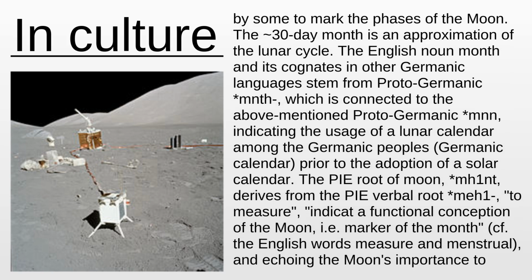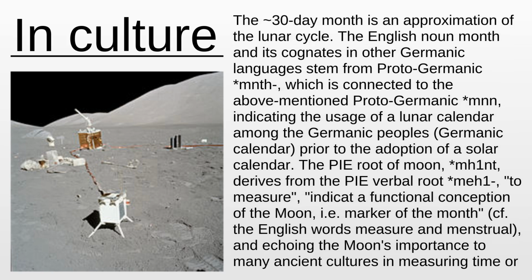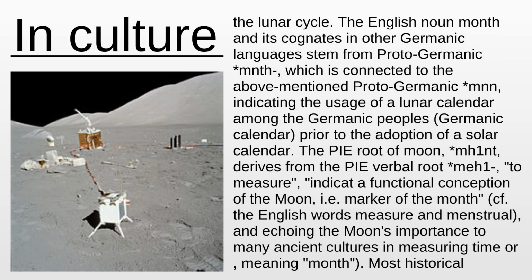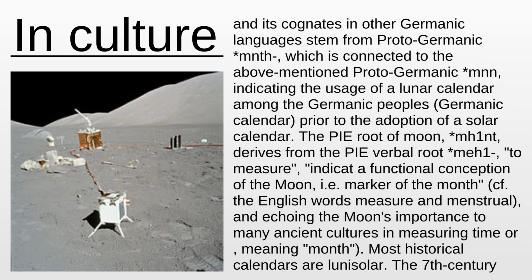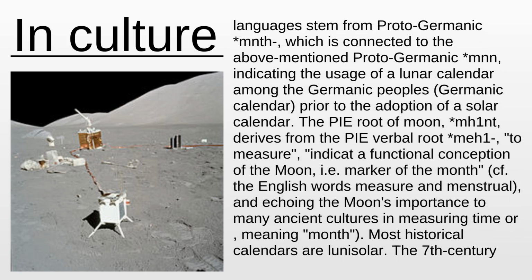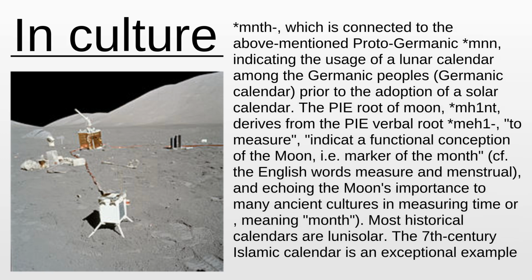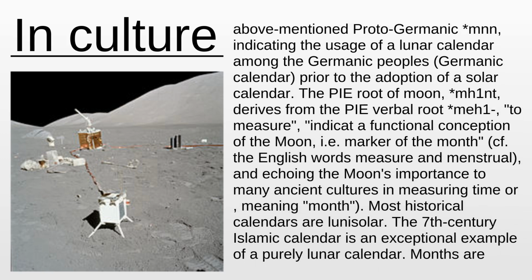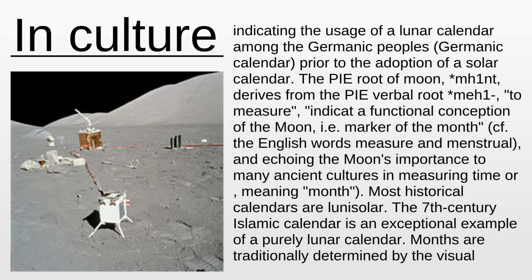The English noun month and its cognates in other Germanic languages stem from Proto-Germanic mǣnṓth, which is connected to the above-mentioned Proto-Germanic mǣnōn, indicating the usage of a lunar calendar among the Germanic peoples, prior to the adoption of a solar calendar.